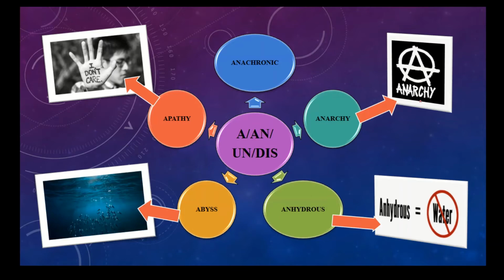Okay, so anarchy. An meaning absence, arch meaning leader. So what is the meaning now? Absence of government or absence of leader or a ruler. That is the meaning. See here, this is the symbol of anarchy. Got it? Now see next one, anachronic. Ana meaning not, chronic meaning date, not in the correct date order. That is the meaning.